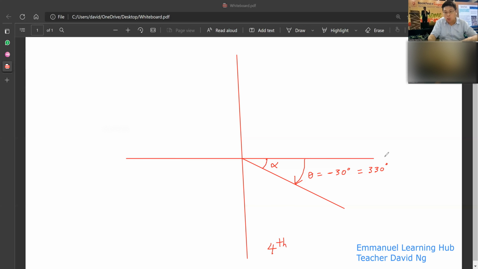In other words, this quadrant here, whether it's negative 30 or positive 330, will always mean the fourth quadrant. You won't see negative 30 degrees meaning first quadrant. No way. Negative 30 degrees is still the fourth quadrant.